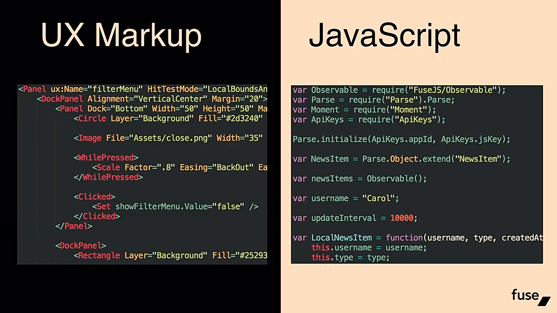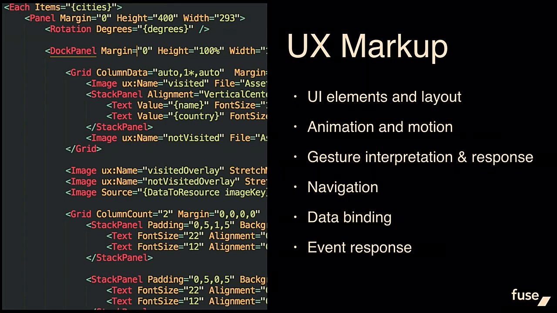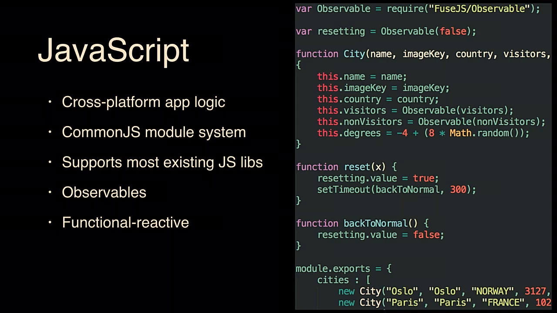So when you're working with Fuse, you work with 2 major technologies. One is called UX Markup, and this is a markup language that we've created specifically for building mobile app UIs. So this is not anything like a web DOM. You use this to describe your UI elements in layout and also animation and motion. And when we get to how we do the business logic side of things, this will make sense. We also have navigation that we do here as well, and also gestures and that kind of thing.